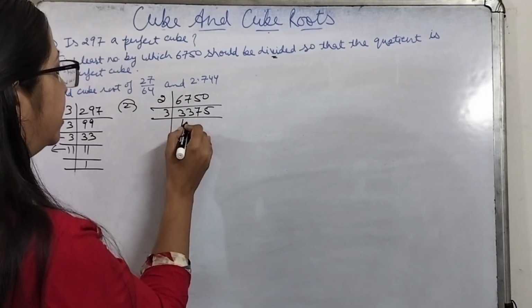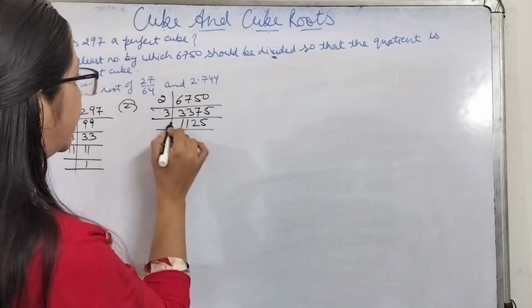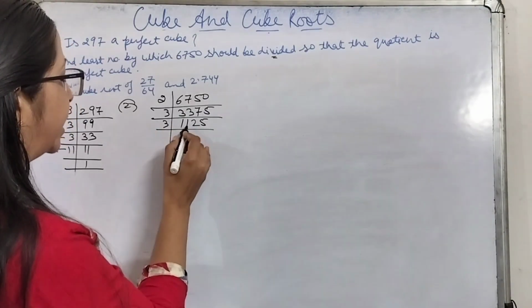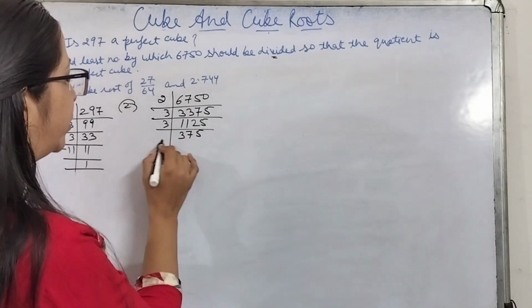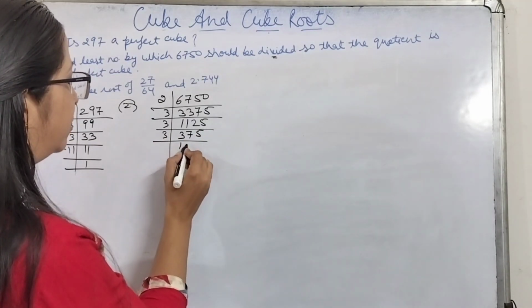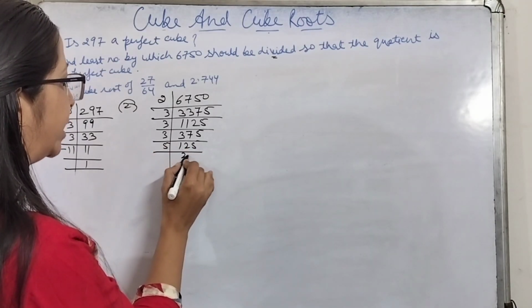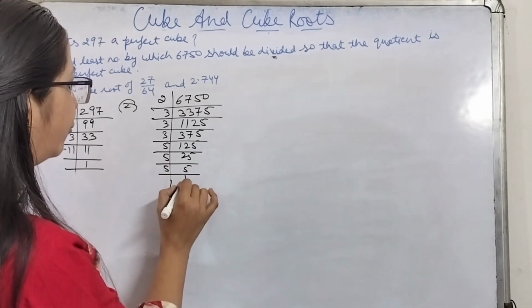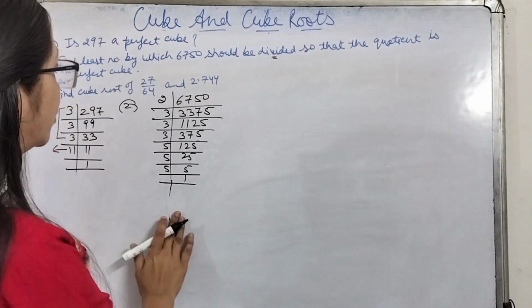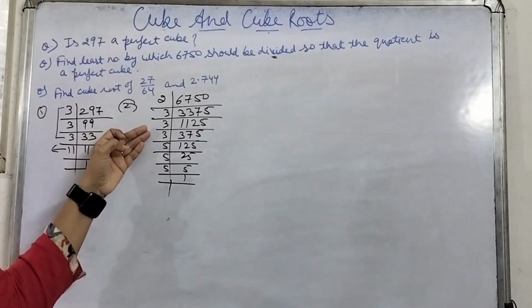Then it is divisible by 3. 3 1s are 3, 3 2s are 6, 3 5s are 15. Then again by 3: 3 3s are 9, 3 7s are 21, 3 5s are 15. 3 1s are 3, 3 2s are 6, 3 5s are 15. Then 5 25s are 125, 5 5s are 25, 5 1s are 5. So the factors of 6750 are 2, 3s, and 5s.